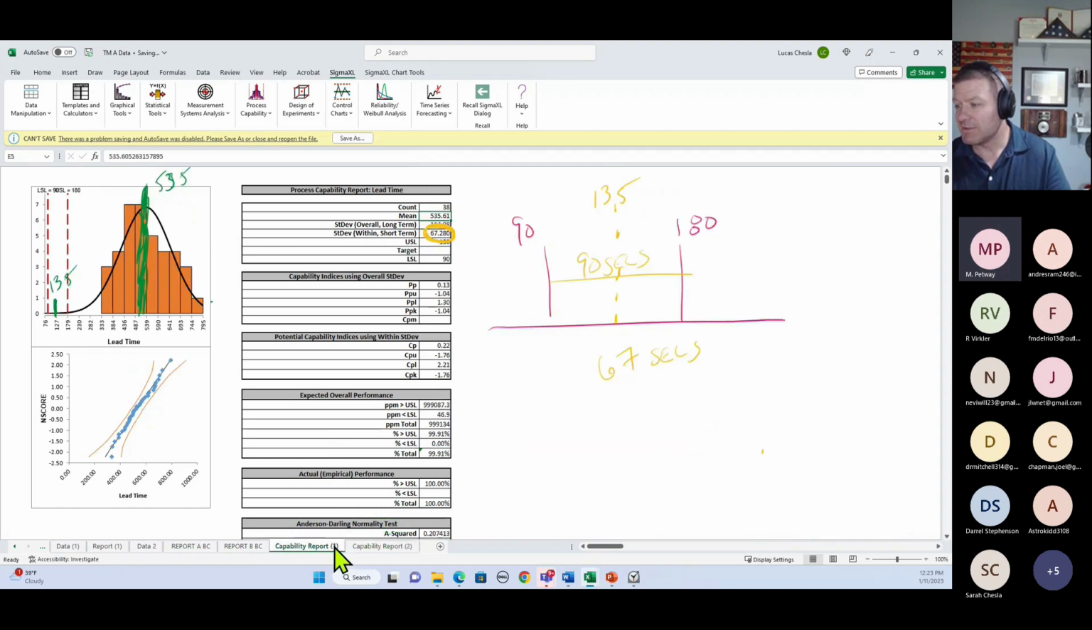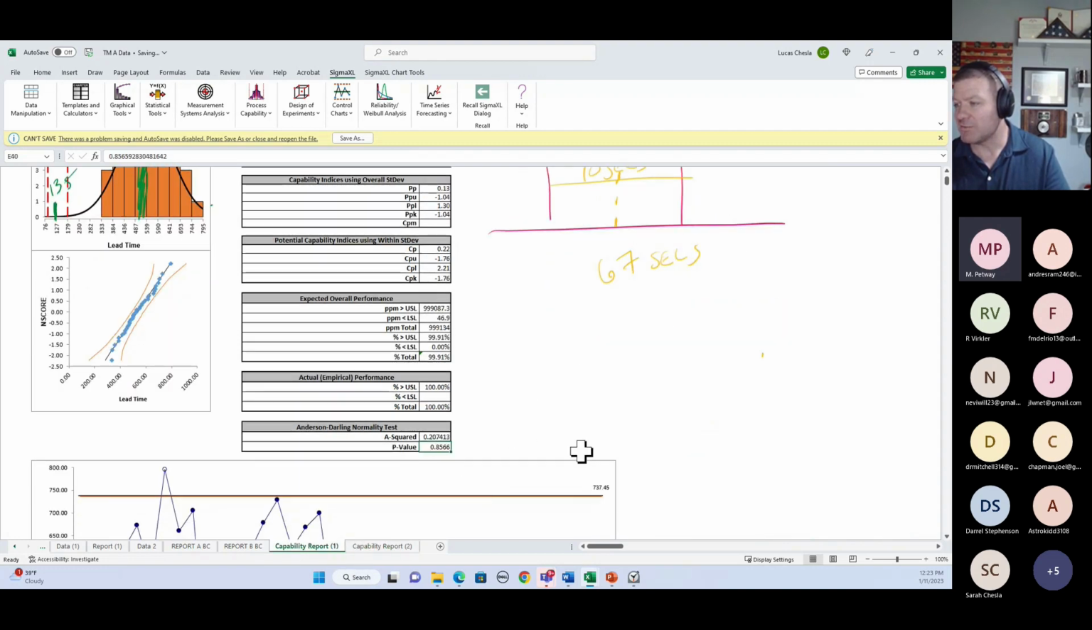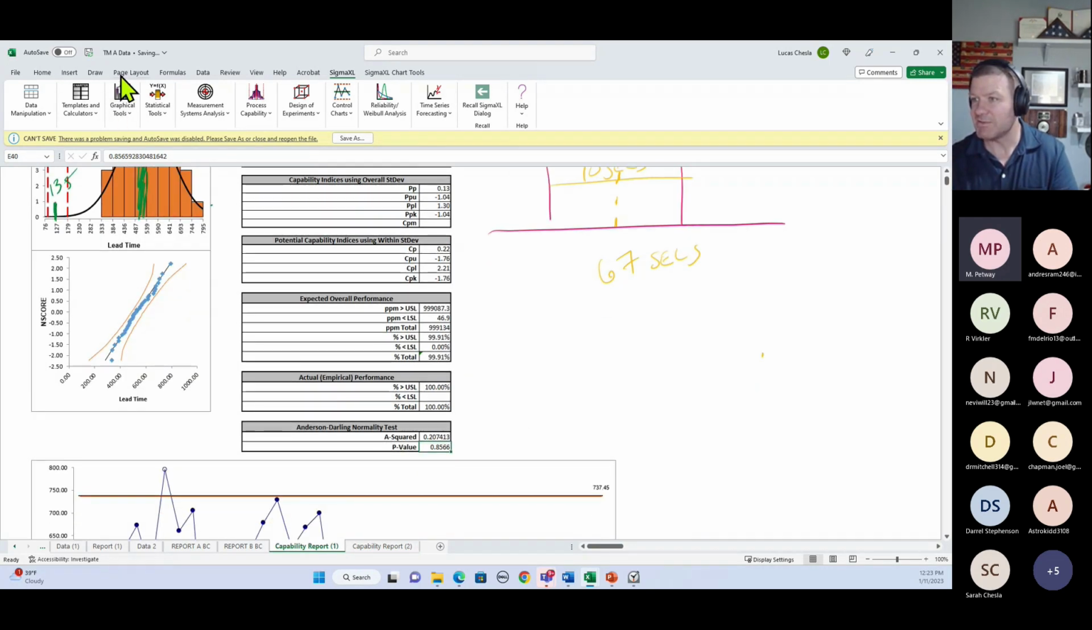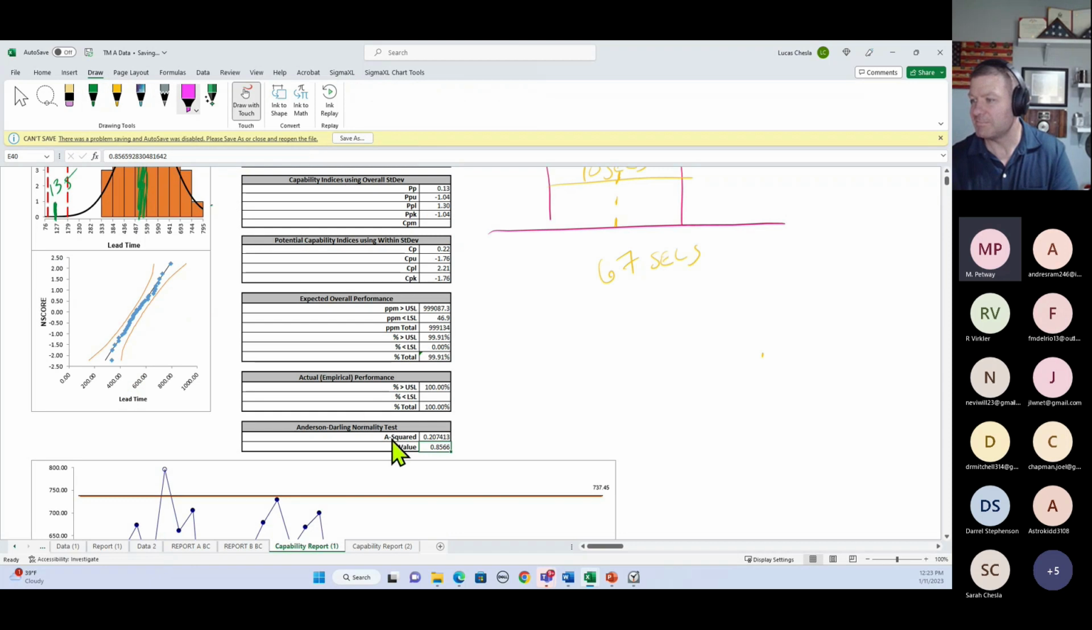Actually, I do. Same with this one. Do I have normal data? As a matter of fact, this really represents a normal curve, quite a bit, based on this p-value down here. Based on this p-value. All right.